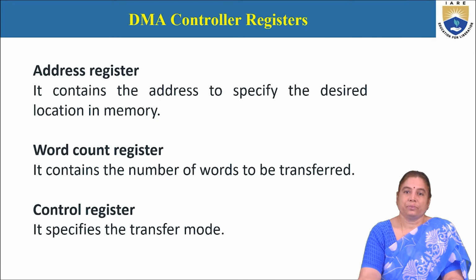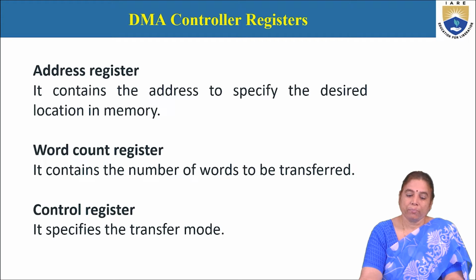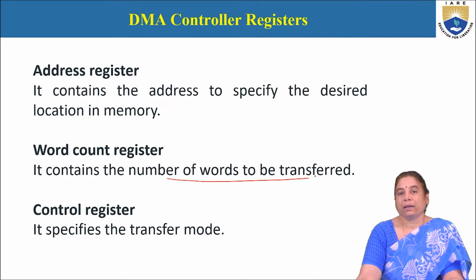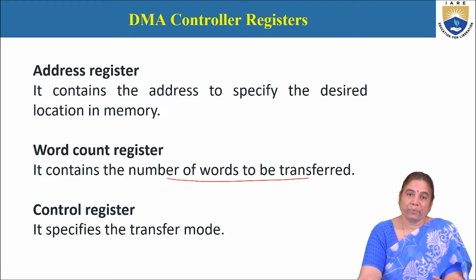So here 3 registers are used by the DMA controller. One is the address register, second one is the word count register, third one is the control register. The address register contains the address to specify the desired location of the memory. The word count register contains the number of words to be transmitted. So the DMA understands that the data transfer is completed depending upon this word count register, which is specifically important in case of the cycle stealing mode.